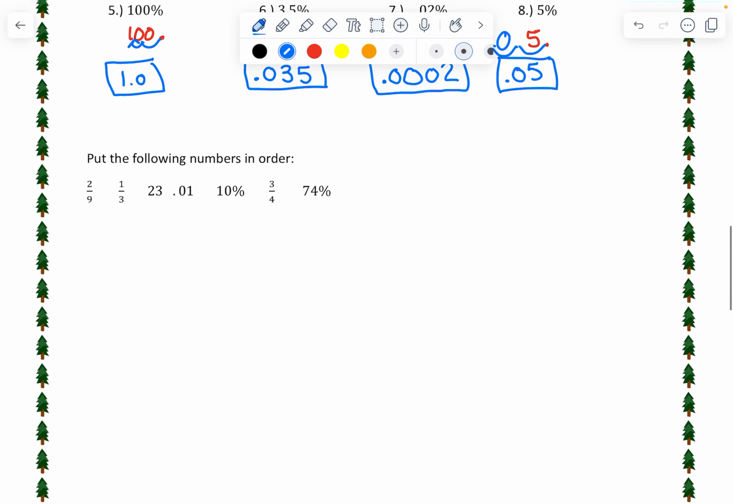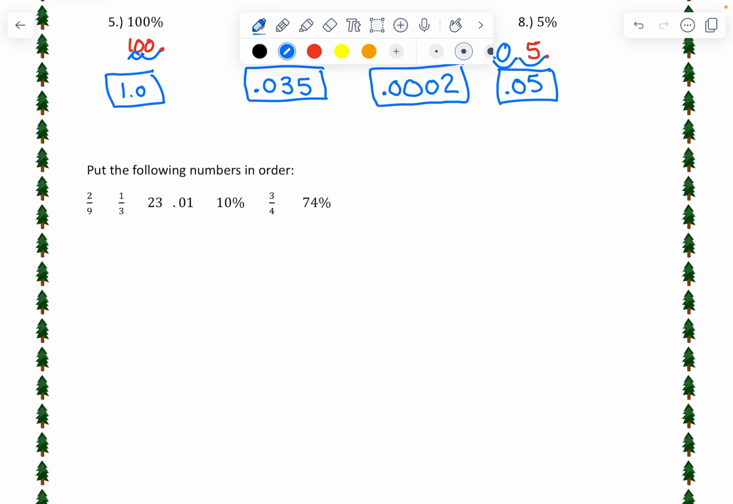The last problem I have is for you to put the numbers in order, and we're going to do it with no calculator. Our goal is to get better at our number facts. Calculators don't necessarily help us with that. So we're going to try to use our tricks. 2 9ths. There's a 9th trick. It's just the top number over and over and over again.